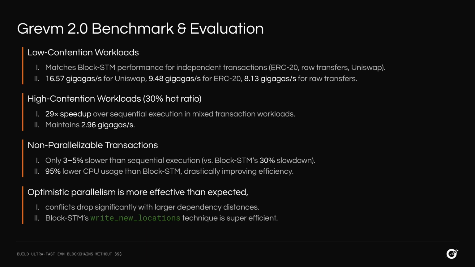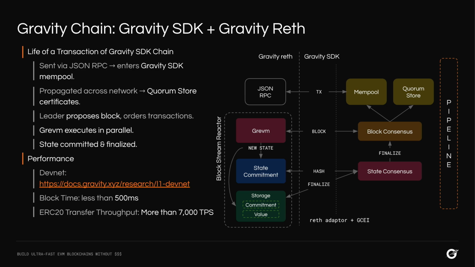And because the re-execution is much reduced, we have 95% lower CPU usage compared to just running Block-STM. Another thing that we found during this journey is that optimistic parallelism is actually way more effective than most people expected. So combining this, we have Gravity chain.